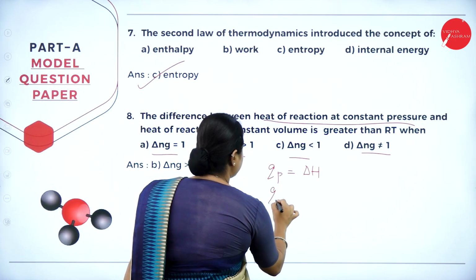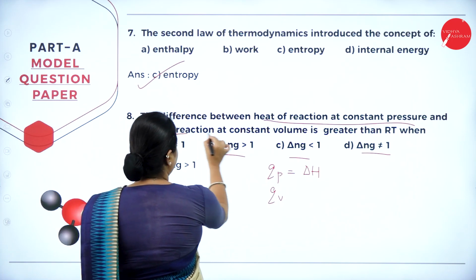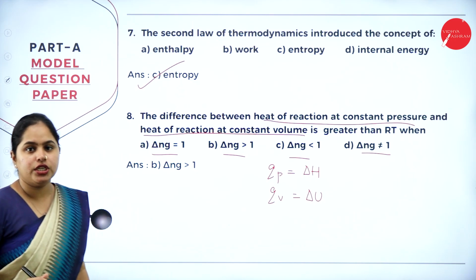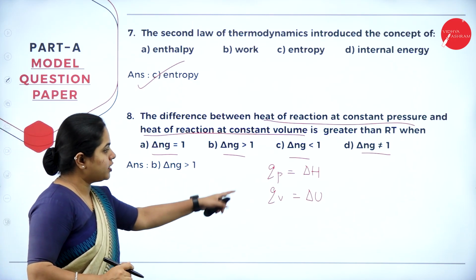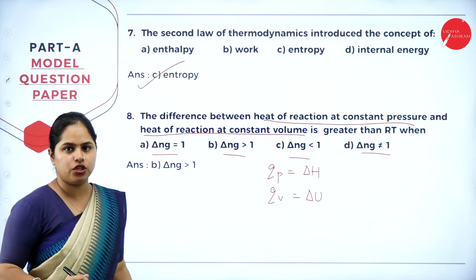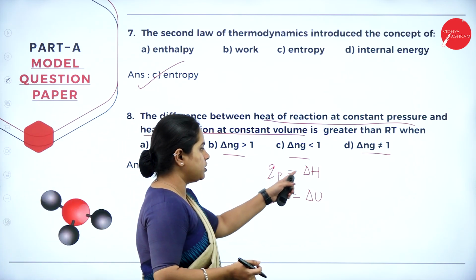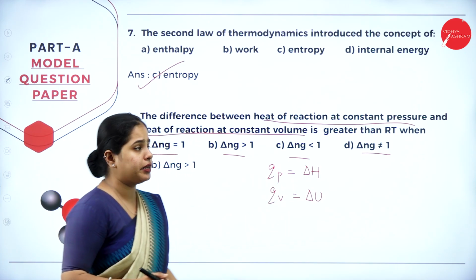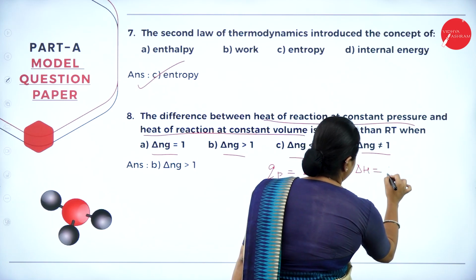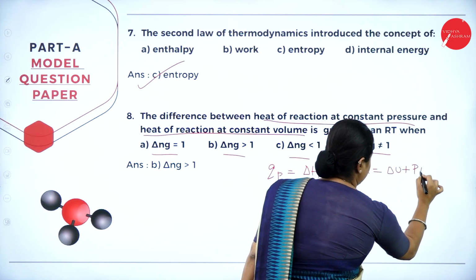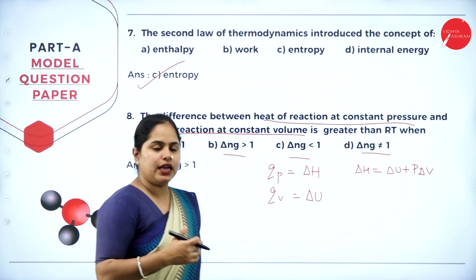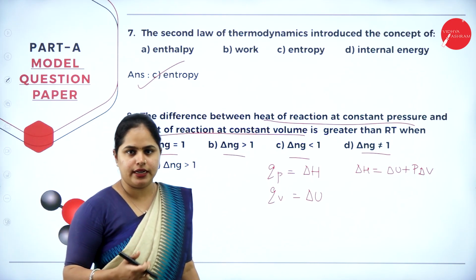Now heat of reaction at constant volume. What is it? Yes, it is change in internal energy. So the difference between these two is greater than RT when which of these conditions is followed. So which is the equation which relates delta H, delta U and RT? It is delta H is equal to delta U plus P delta V. We have already studied this equation. This is the equation which relates enthalpy of reaction and the internal energy.